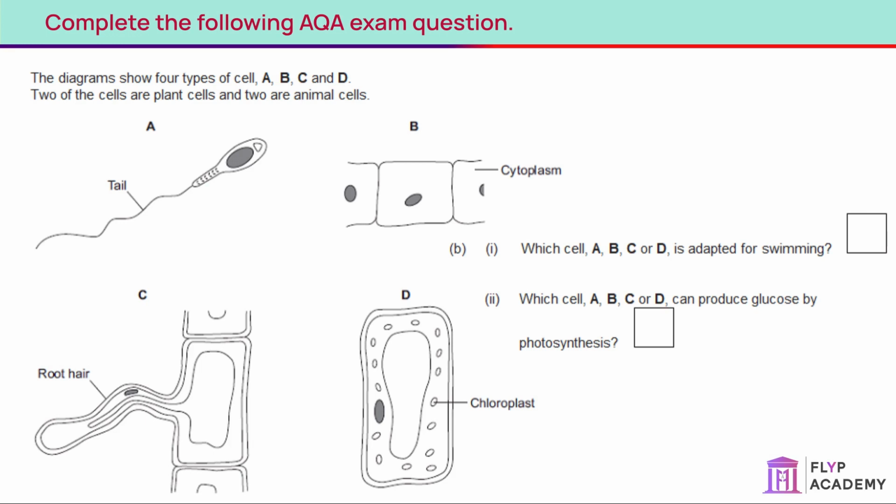Cells C and D are plant cells shown by the presence of the cell wall. Cell A is adapted for swimming, shown by the tail. Cell D contains chloroplasts for photosynthesis.